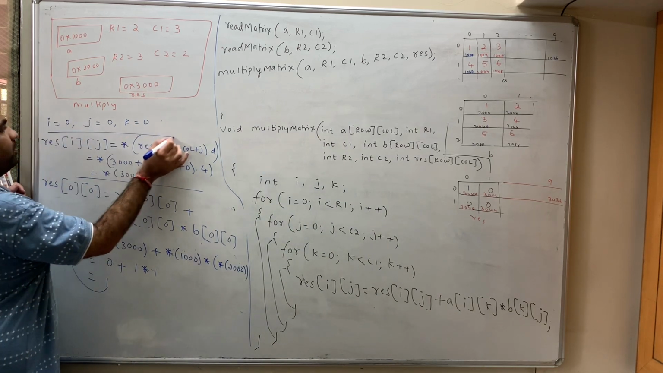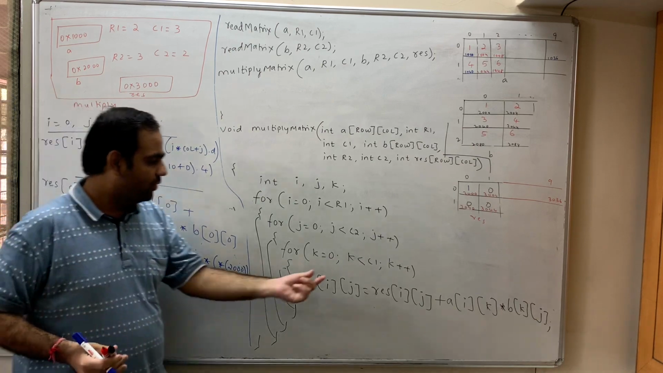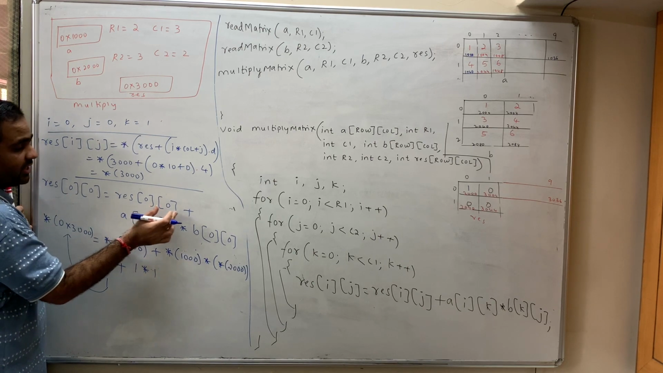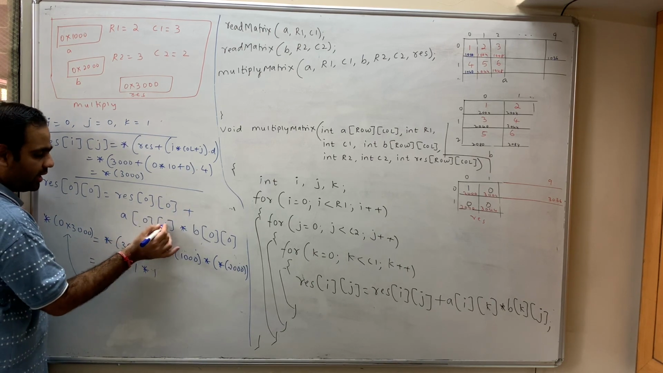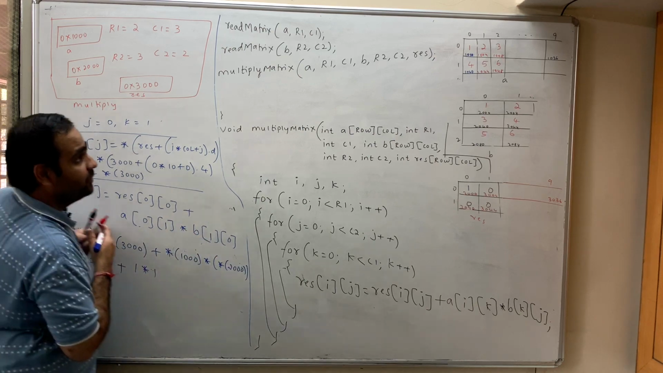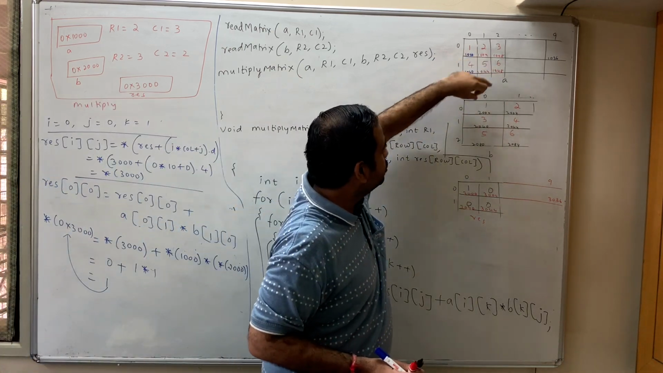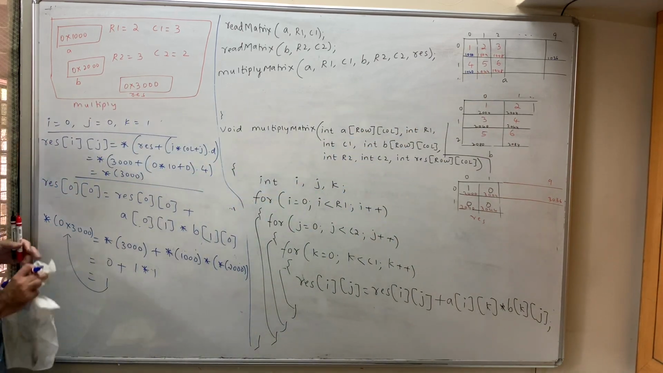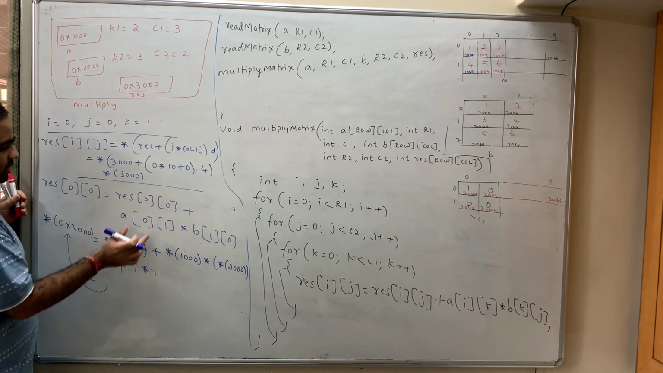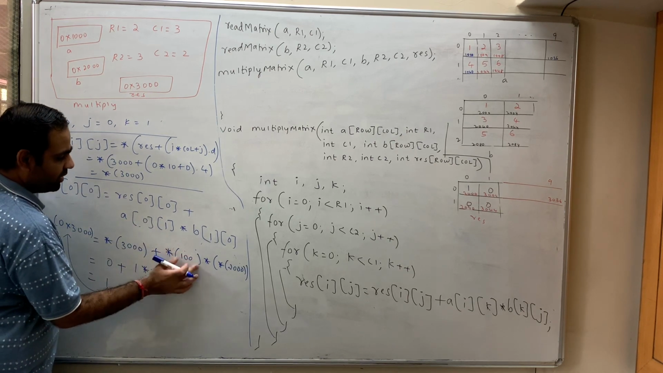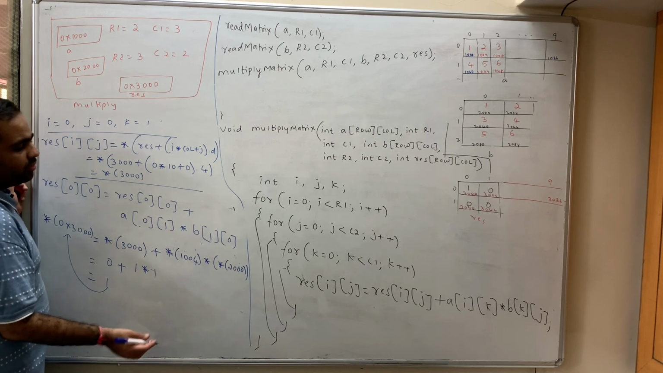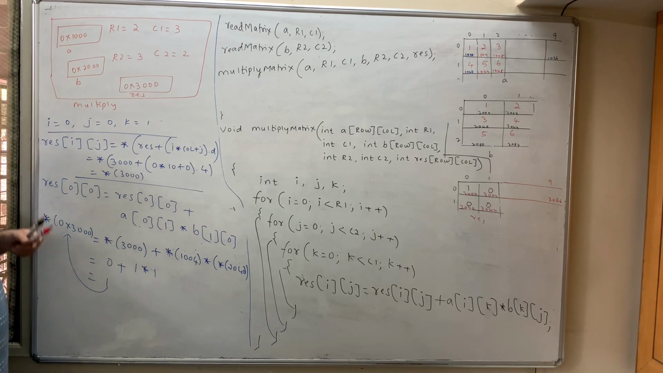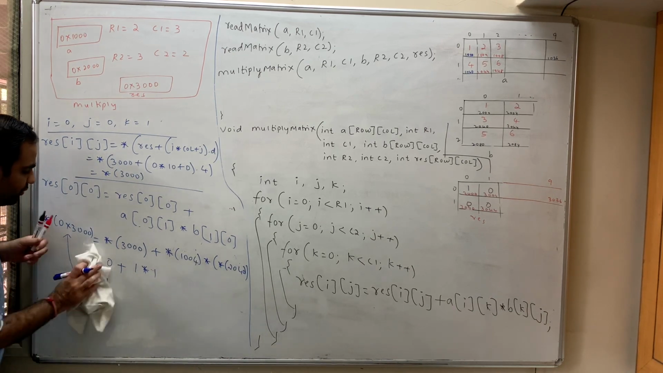Now you say k plus plus, the value of k becomes 1. 1 less than 3, yes. Now you say result of ij is equal to result of ij plus a of ik times b of kj. That means a of 0 1 should be multiplied with b of 1 0. In detail I have explained it already. Now result of 0 0 is 3000, a of 0 1 will be 1004. You work out, and what is b of 1 0? It will be 2040. You do the formula and work out.